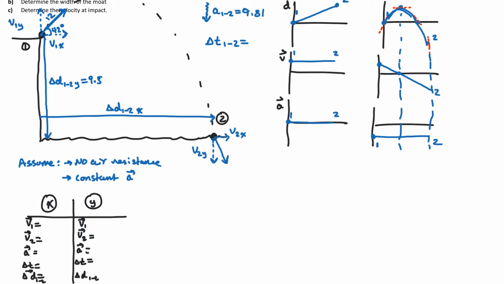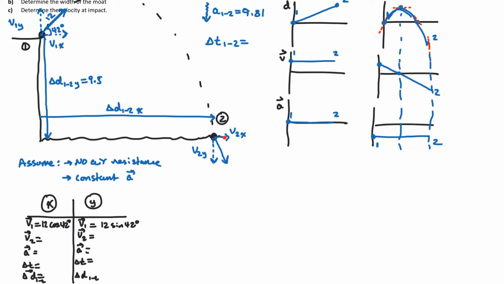Let's put on the values that we have. For velocity 1 in the x direction, that's this component over here. This component is adjacent to the angle, and since it's adjacent, we multiply the hypotenuse by the cosine of 42. So this is 12 cosine 42. And the other component, velocity 1 in the y direction, is going to be 12 sine 42, because this is opposite to the angle.